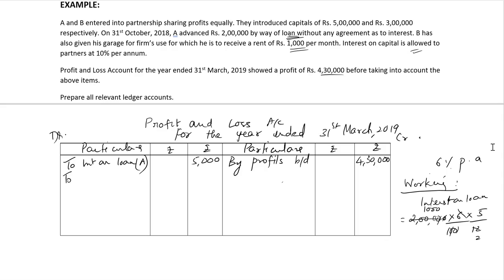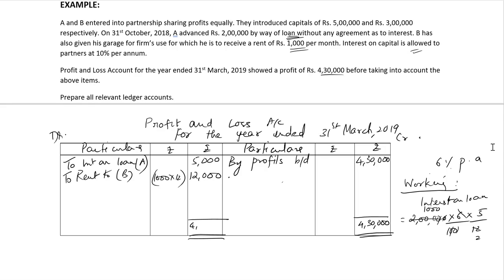Also rent paid to partner B, to rent to B, it's 1,000 per month, 1,000 into 12, which is 12,000. We have a balance profit which we need to take over to the P&L appropriation account. I'll balance the profit and loss account.